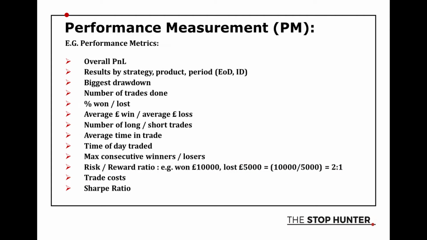So some ideas of statistics, metrics you could use: overall P&L, profit and loss, that means results by the strategy you do, biggest drawdowns, numbers, percentages of won, loss, number of trades done, the average win, average loss, number of long trades, short trades, average time in the trade, days and dates, times, that sort of thing, number of consecutive winners, losers, risk reward ratios, trade costs, Sharpe ratios. It's all there, some simple stats to take away to seriously enhance your trading.